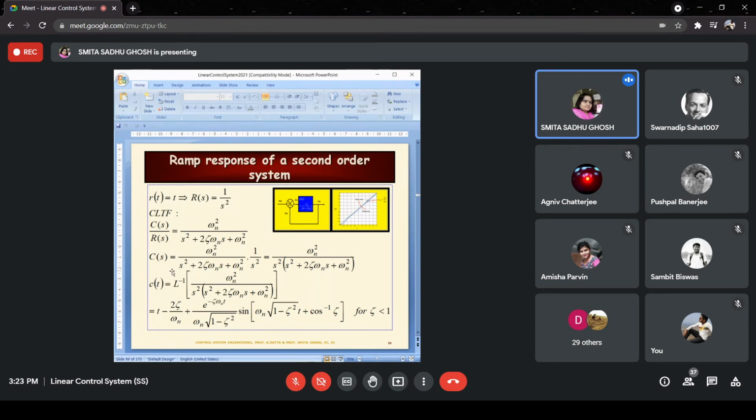And then C(s) is equal to, so R(s) is given as 1 by s squared. So that is this. Now from there, what do you do? Break it up into partial fractions and so on, the method to be adopted, and take the inverse Laplace transform. Once the inverse Laplace transform is taken, you arrive at c(t), that is the time domain expression for the output. So this is the final expression.